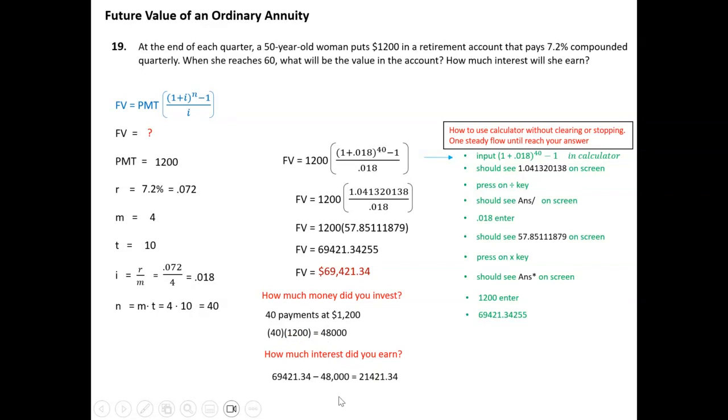So when we find it, we take the future value of what she earned in those 10 years minus what she paid, actually what came out of her pocket. So it gave us $21,421.34. That's how much interest the woman will have earned after 10 years. And I think that's not bad, right? If she did it right, in 10 years she made 21,000. So she made a little bit over 2,000 per year, which is extra money there.